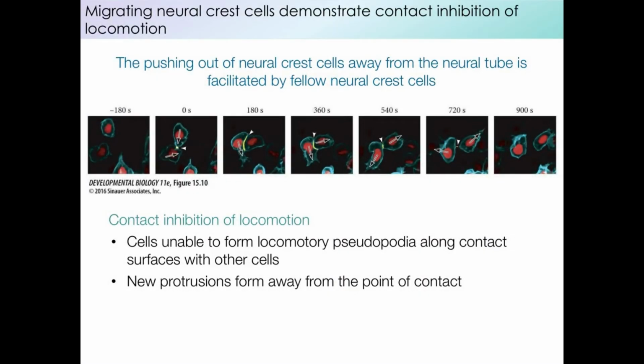In order for neural crest cells to leave the neural tube, so to be pushed out of the neural tube, they undergo a process that's known as contact inhibition of locomotion. That simply refers to a phenomenon by which the neural crest cells change their protrusions of the cell membrane so that the protrusions face away from a point of contact with another neural crest cell. So wherever these cells make contact with each other, they cannot form protrusions to migrate forward. So their migration is going to occur away from the side of contact with another cell.